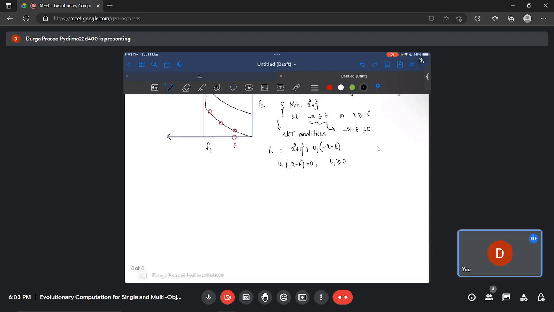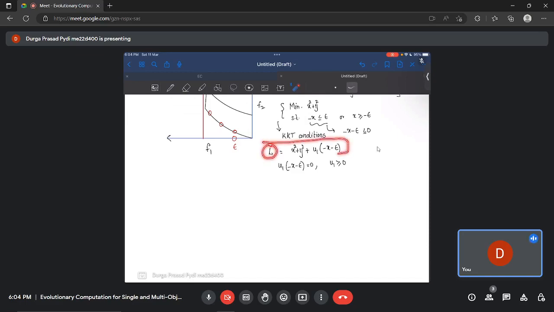So if we apply the same conditions here, your objective function is x square plus y square, which you are trying to minimize, subject to the constraint g of x less than or equal to 0, which is minus x minus epsilon less than or equal to 0. Then you define a new function L. Here L of x comma y is essentially x square plus y square plus u times the constraint. The next condition is u times g equal to 0, and you also have the additional condition that u1 should always be positive.